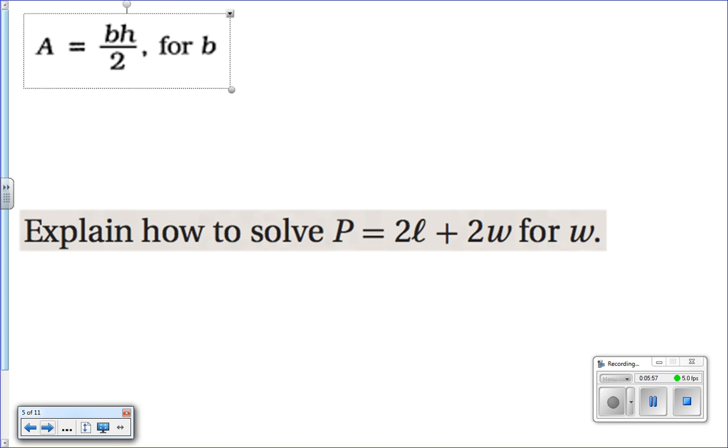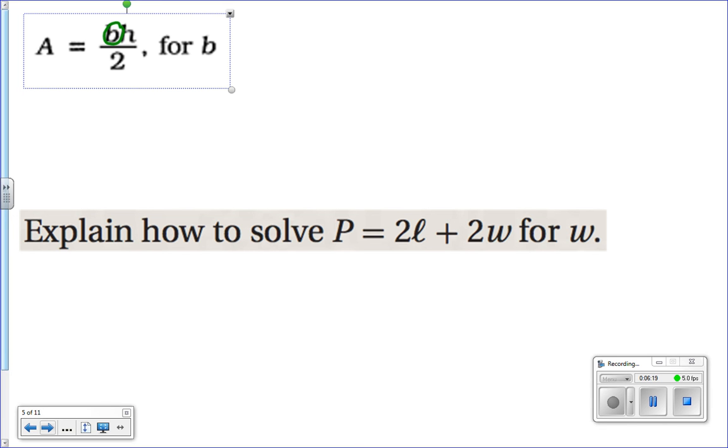So this top one says area equals base times height over 2. We're going to solve it for b. You'll notice this is the area formula for a triangle. They're wanting us to actually solve it for the base. So I need to identify where my variable is, right here. And now I need to undo all the operations. Well, I see it's being multiplied by the h, it's being divided by 2, and I need to undo both of those. I'm going to start with the 2.